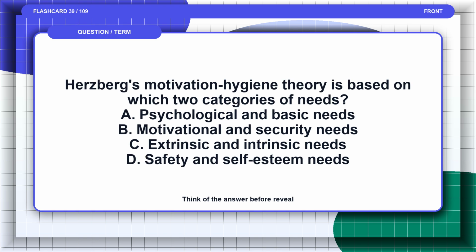Flashcard 39. Herzberg's motivation hygiene theory is based on which 2 categories of needs? A. Psychological and basic needs. B. Motivational and security needs. C. Extrinsic and intrinsic needs. D. Safety and self-esteem needs. Pause and think of the answer before the reveal.